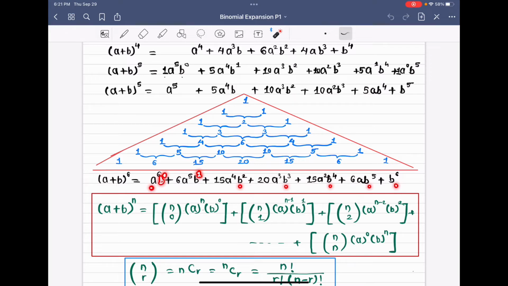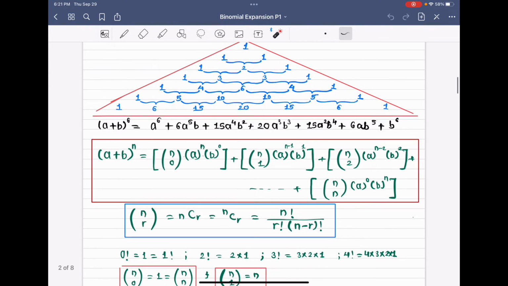Now write down the coefficient. This one comes over here, right here. 1 plus 5, 6, right here. 5 plus 10, 15, right here. 10 plus 10, 20, here. 10 plus 5, 15, here. And 5 plus 1, 6, here. And the last one is here. So this is what your (a plus b) bracket raised to 6 looks like.